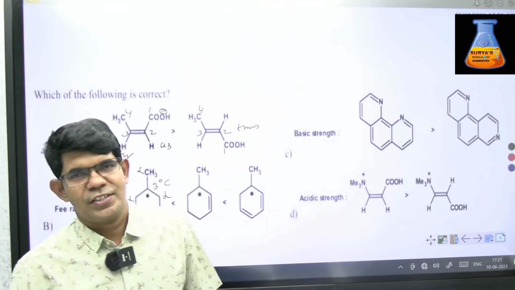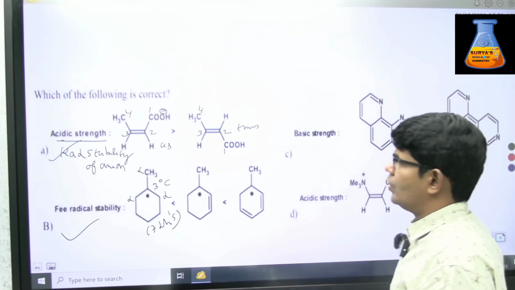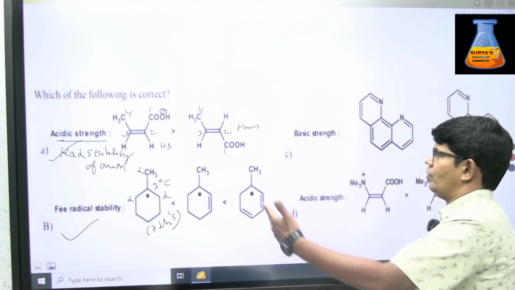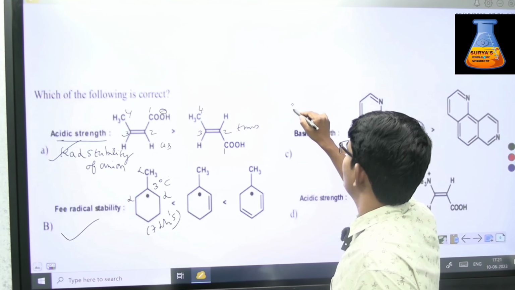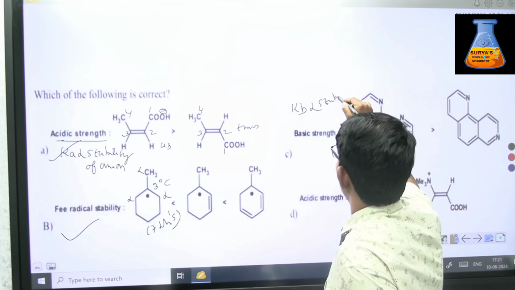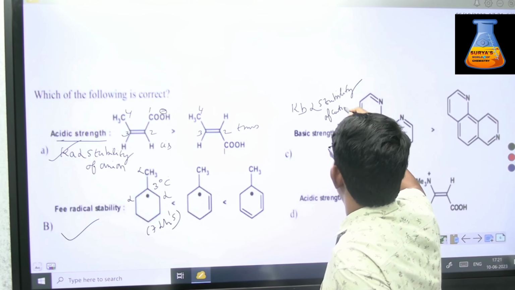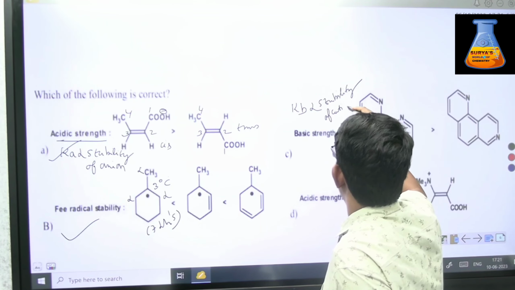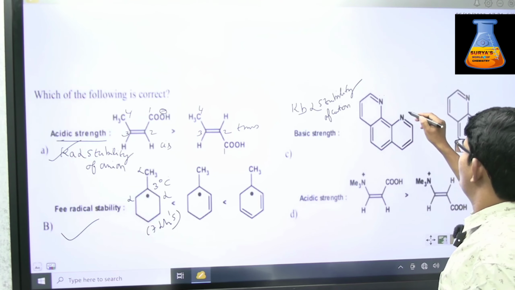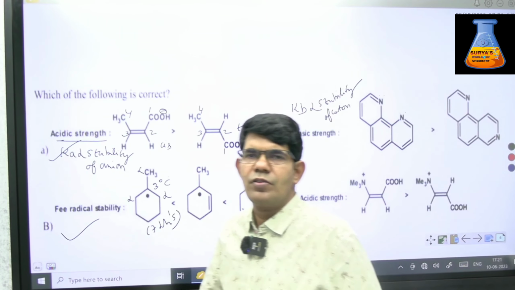Let's move to the third one. Basic strength. For acidic strength, the stability is based on the anion. For basic strength, the stability is based on the stability of the cation. Let us understand. After accepting the H plus ion, because this lone pair is also equally available, this also lone pair equally available, sp2 localized, the other case also sp2 localized.